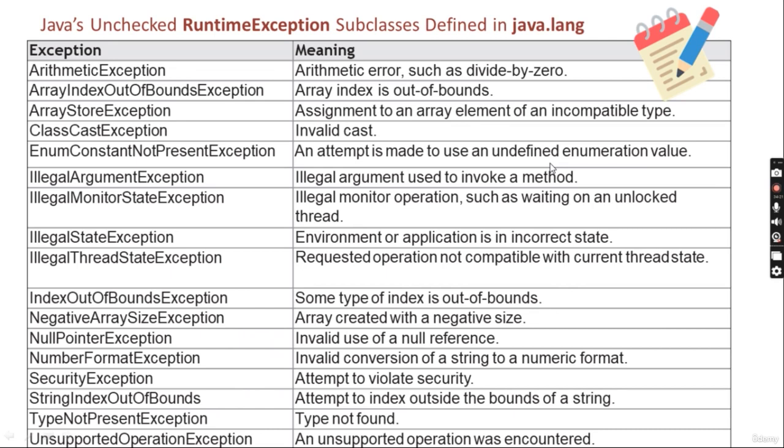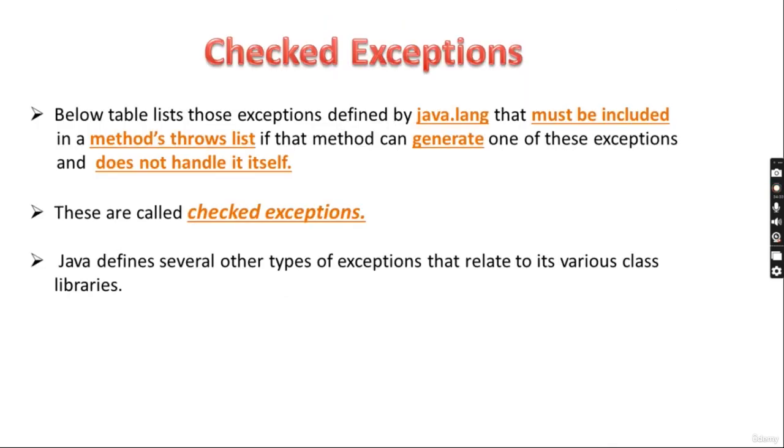SecurityException, attempt to violate the security. StringIndexOutOfBoundsException, attempt to index outside the bounds of a string. TypeNotPresentException, type not found. UnsupportedOperationException, an unsupported operation was encountered. Then checked exceptions. The below table lists those exceptions defined by java.lang that must be included in a method's throws list if that method can generate one of these exceptions and does not handle it itself. These are called checked exceptions.